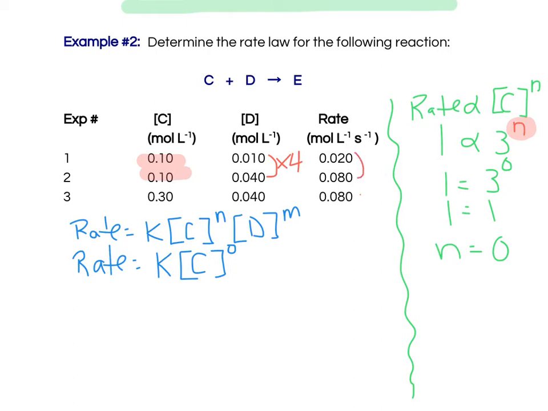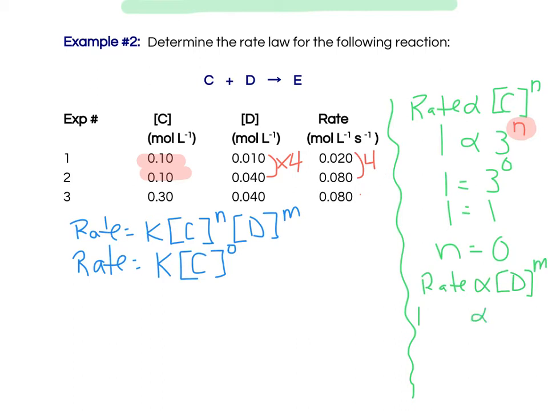Let's look at how the rate is affected. So it looks to me 0.08 divided by 0.02 also gives me 4. So going back to my basic ideas, I'm seeing that whatever I do to my concentration, it has the same effect on my rate. So again, rate is proportional to the concentration of D to some exponent m. My rate is proportional to, let me just get rid of that.